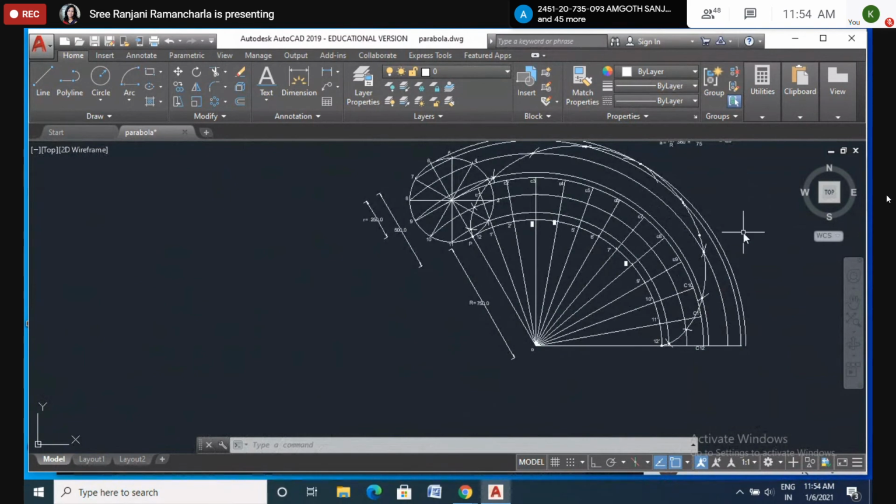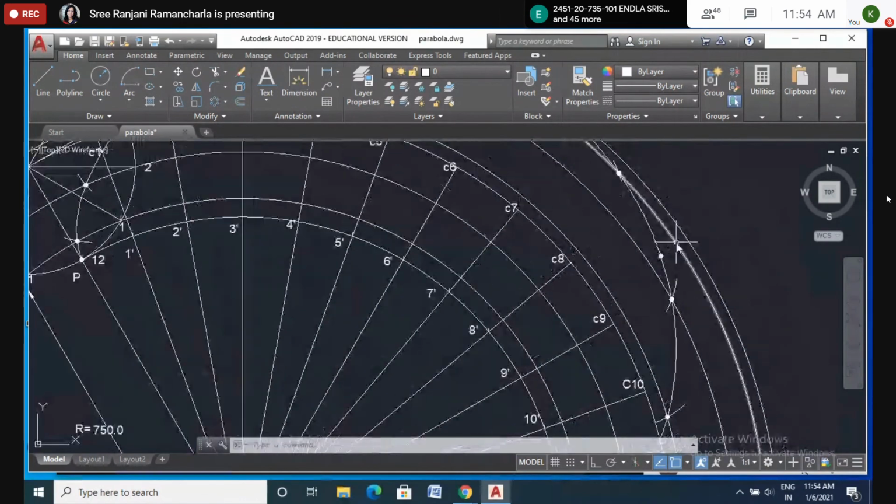Okay. So here in the question, it is asking to take the normal and tangent to the curve at a point 85 mm from the center of the directing circle. From the center of the directing circle, you measure 85. Where it is cutting, there you cut on the curve. So like this also you can do, otherwise here also like this you can do.